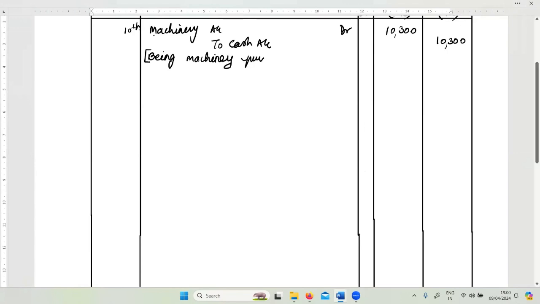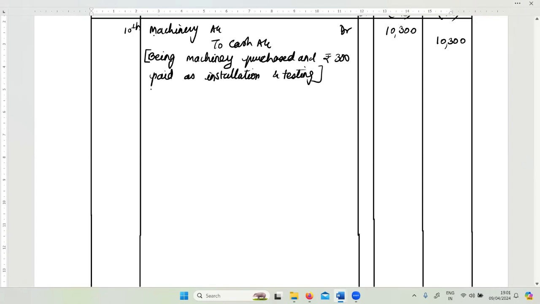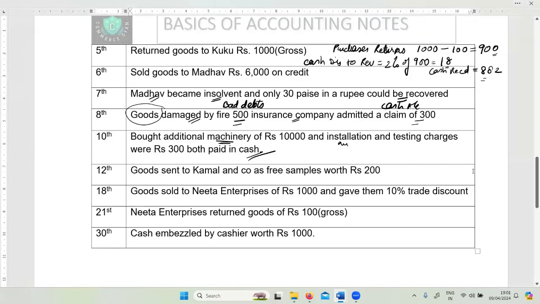Machinery purchased and rupees 300 paid as installation, installation as well as testing. Okay. This is the end of the transaction on 10th. Now next transaction is on 12th.